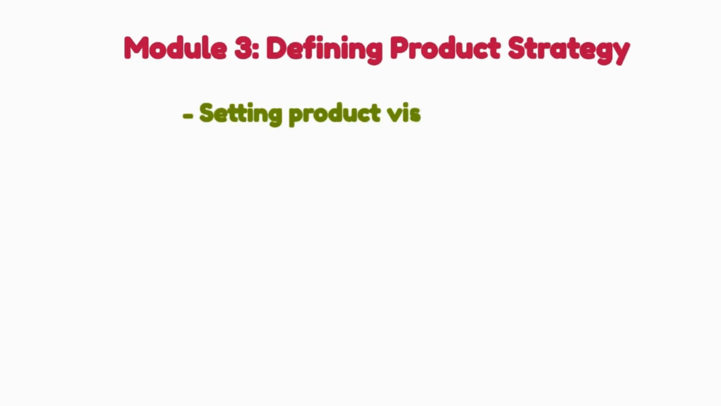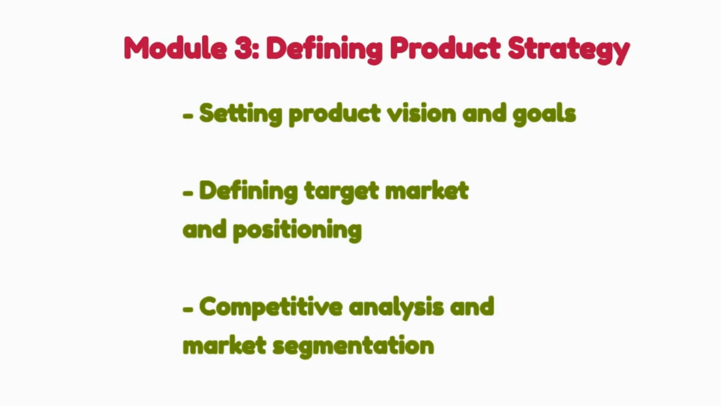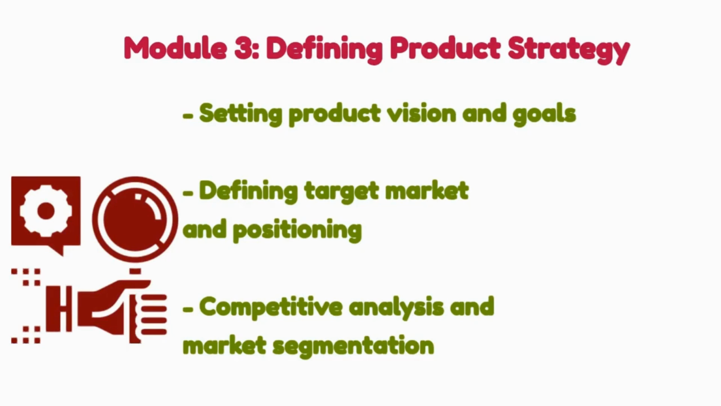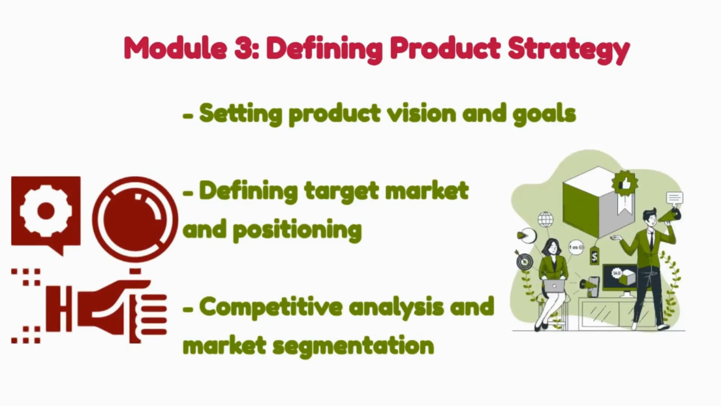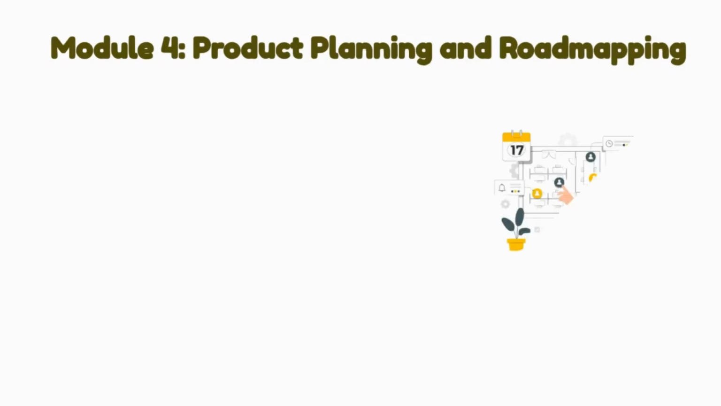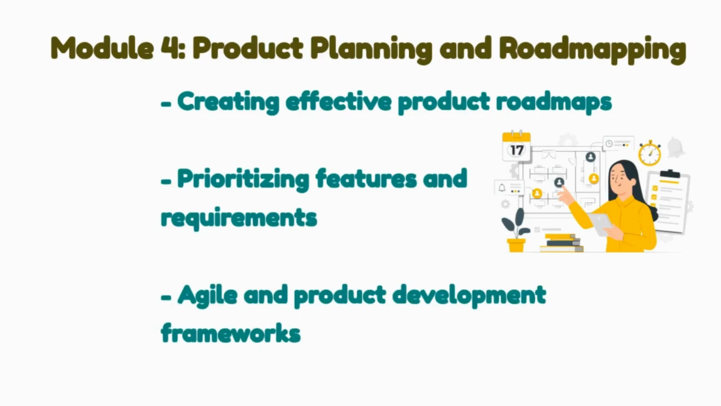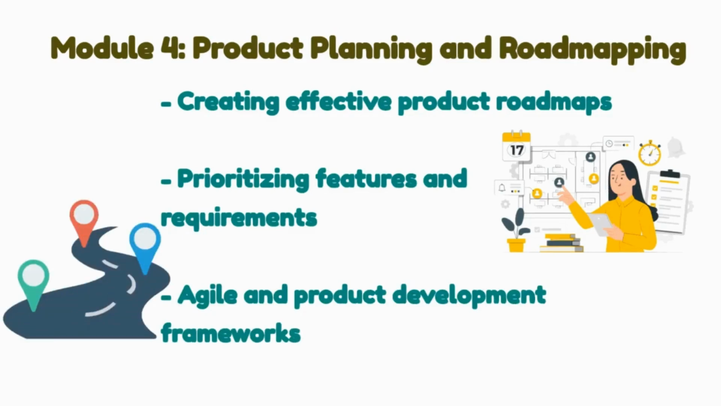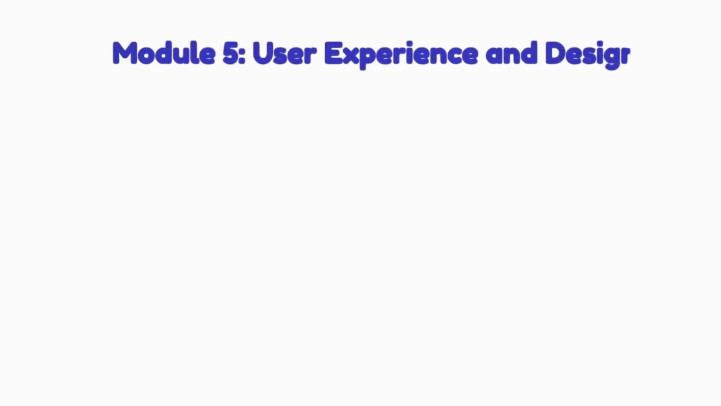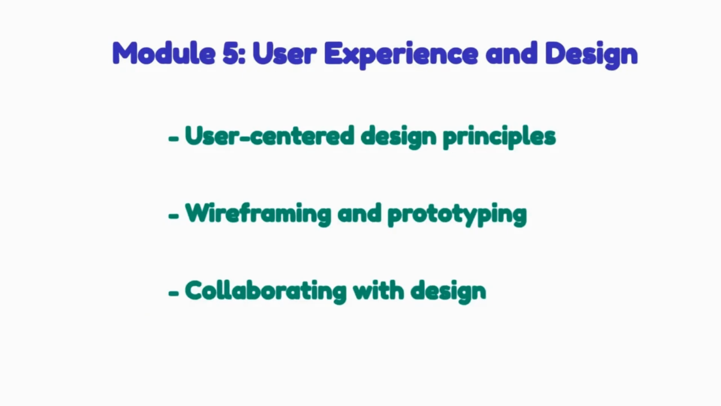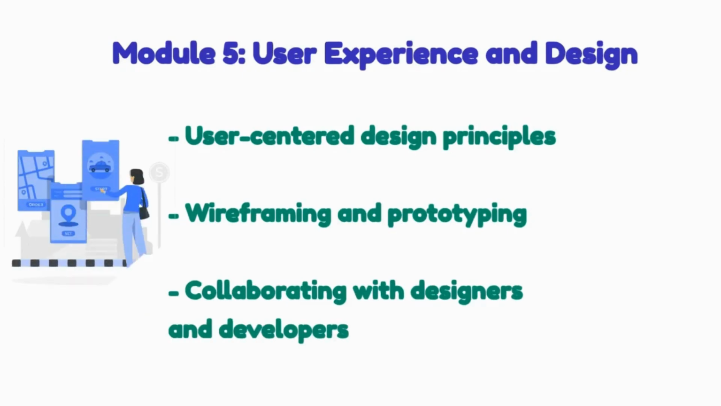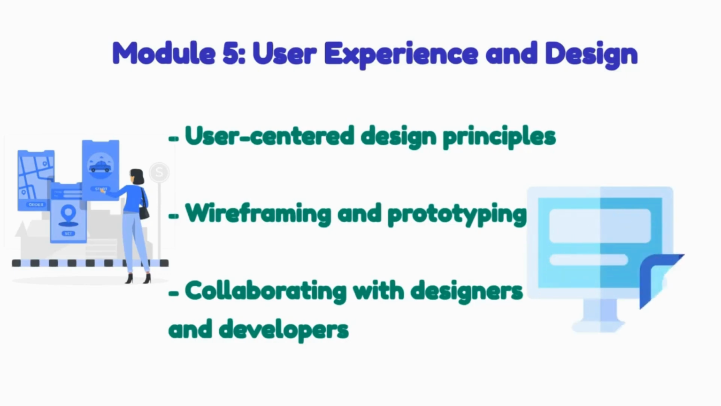Module 3. Defining Product Strategy, and the following will be taught: setting product vision and goals, defining target market and positioning, competitive analysis, and market segmentation. Module 4. Product Planning and Road Mapping, and the following will be taught: creating effective product roadmaps, prioritizing features and requirements, agile and product development frameworks. Module 5. User Experience and Design, and the following will be taught: user-centric design principles, wireframing and prototyping, collaborating with designers and developers.